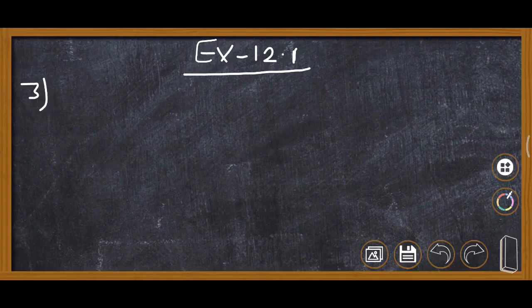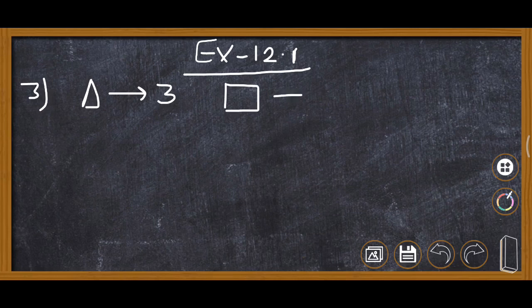Now this is question number 3. See the figure and find the ratio of. First of all, in the figure you can see how many triangles are there. So we will make triangle first. There are 3 triangles, you can count. Square, how many squares are there? Then you can see 2 squares. And then circle, then you can see there are 2 circles.